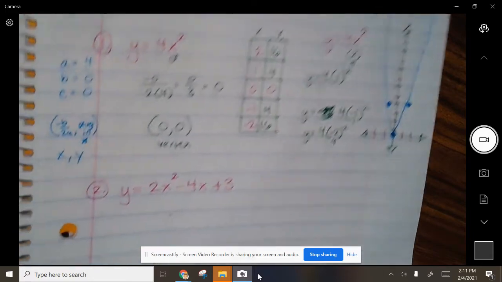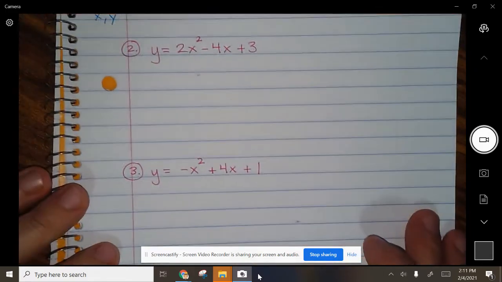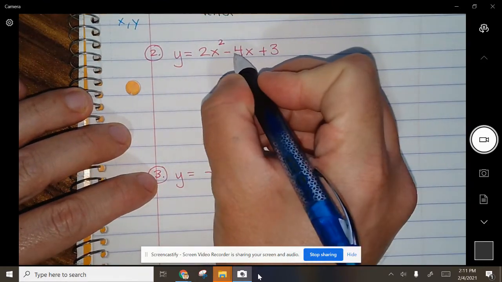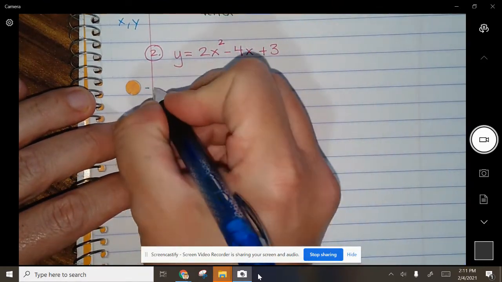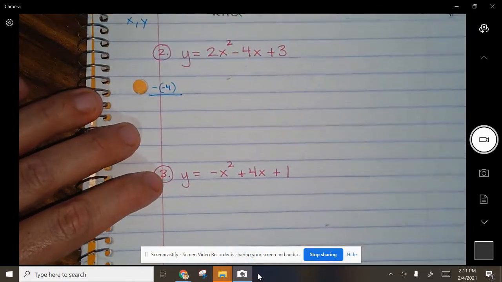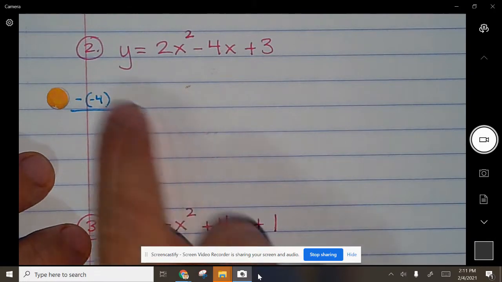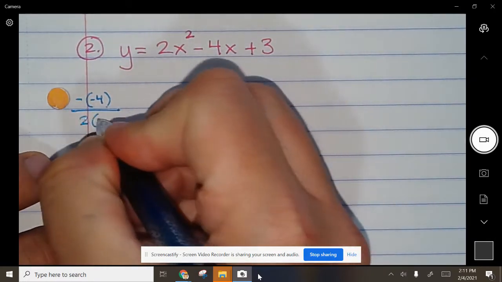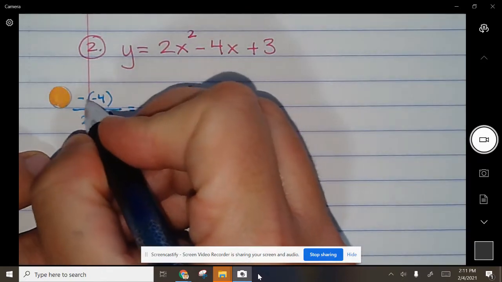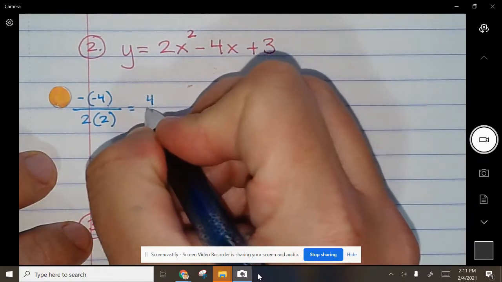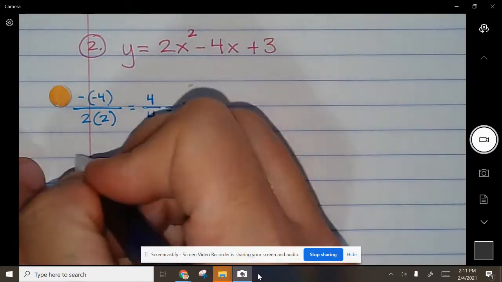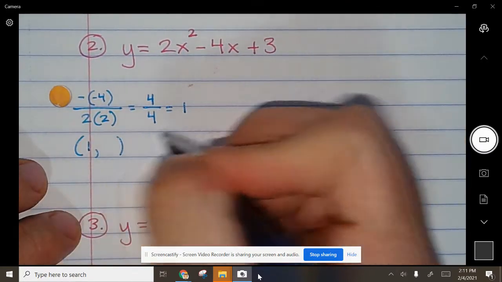Alrighty, next one. First step, negative b. Now here's the deal. B is already negative. So when I do negative b, that's what it looks like. All right, negative b over 2a. Okay. Negative 4, with the negative on the outside, it's going to become positive 4. Negative 2 negatives over 4. 1. So my vertex is going to be 1 for x.